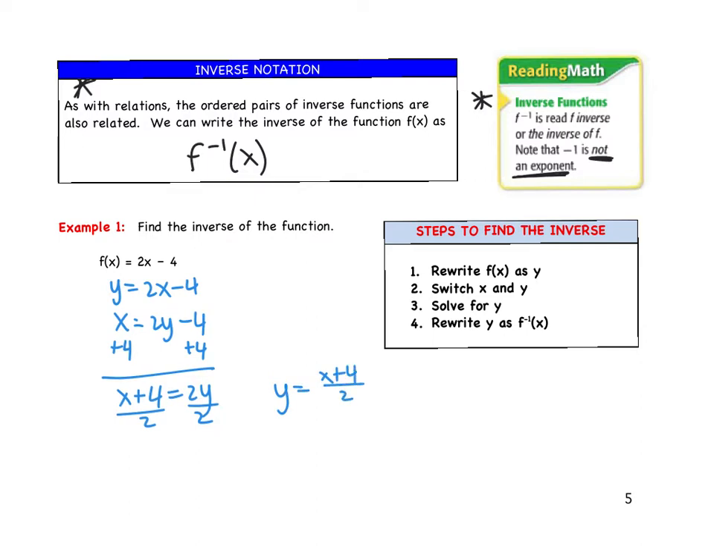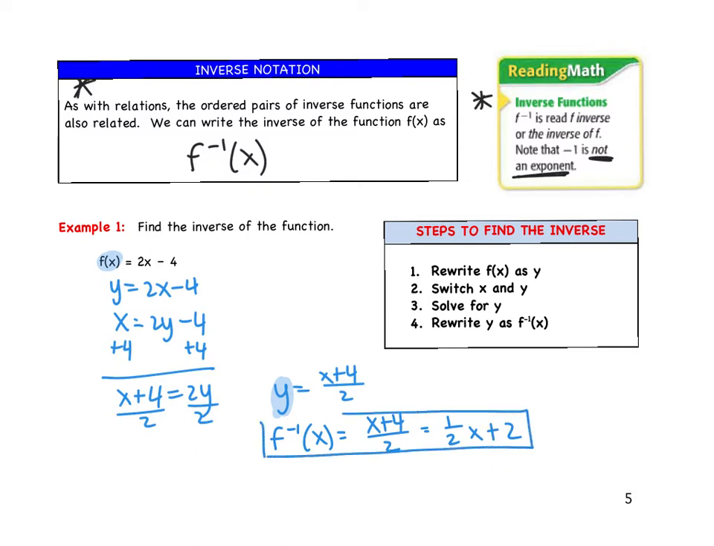Last step. If you remember, our equation started with f of x. So this y needs to be turned back. But it's not f of x, it's the inverse of f. So f negative 1 of x is equal to x plus 4 over 2. Or, another way to write that is 1/2 x plus 2. So that's our final answer.